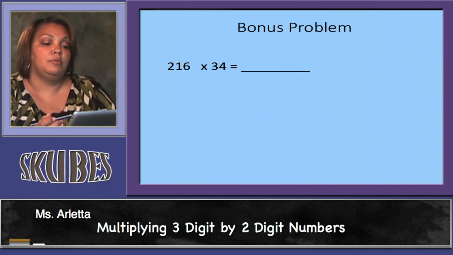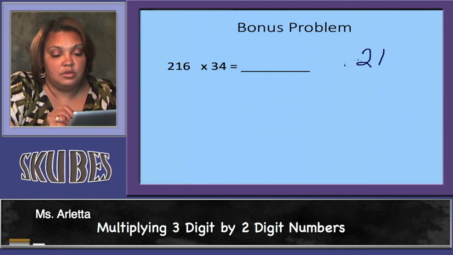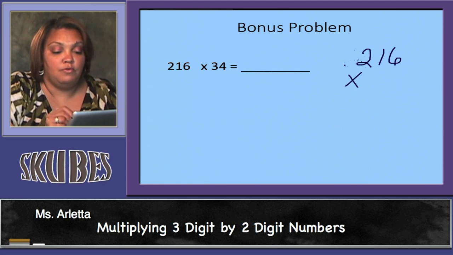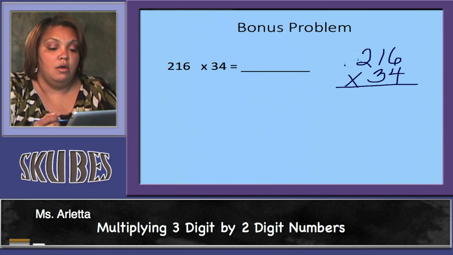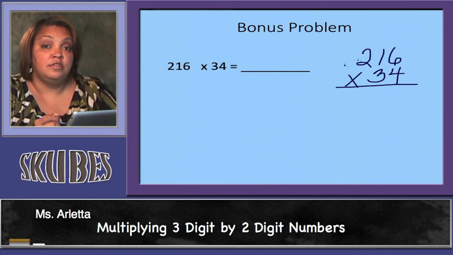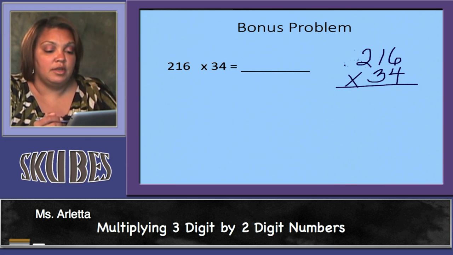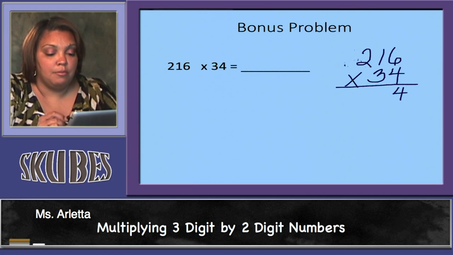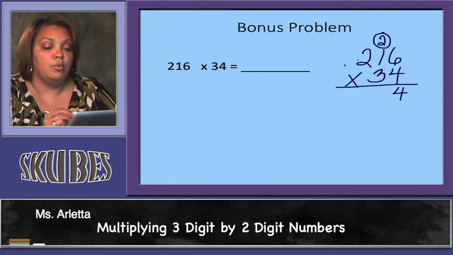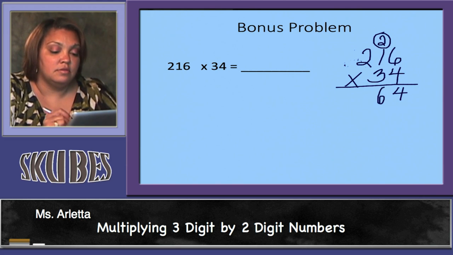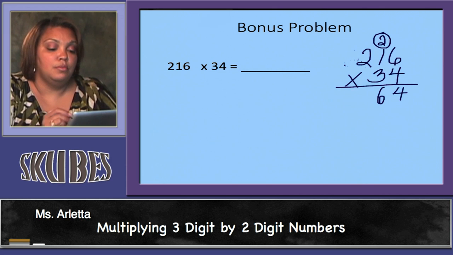Wow, we have a bonus problem. 216 times 34. And the more practice you get, the better you will become. Once again, we're starting in our ones place. 4 is in the ones place, 3 is in the tens. 4 times 6 is 24. Carry our 2. 4 times 1 is 4, plus that 2 makes 6. 4 times 2 is 8.